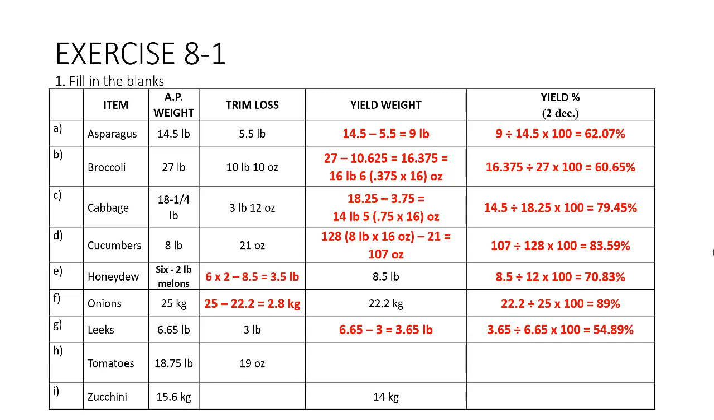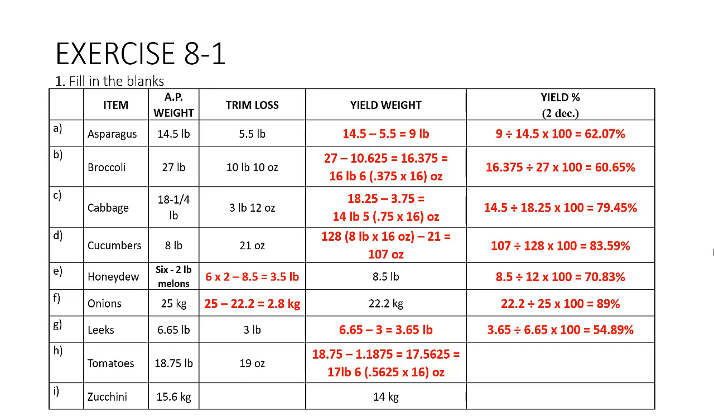The tomatoes, we bought 18.75 pounds of tomatoes. We trimmed away 19 ounces. Let's convert one of these weights to its decimal equivalent. And what I did here is I took the 19 ounces and I divided it by 16 to give us 1.1875 pounds worth of onions.